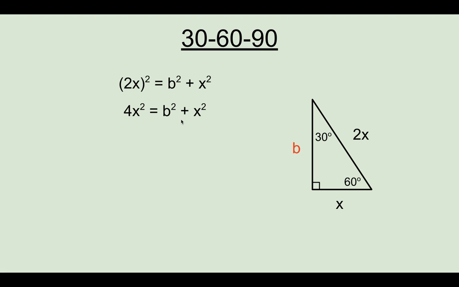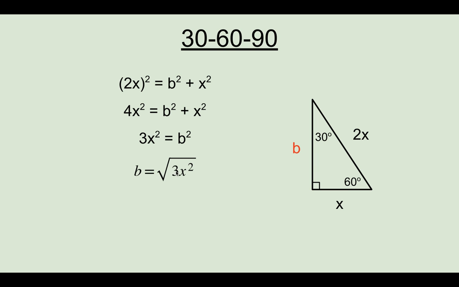Okay, let's collect like terms. I have 4x squared on one side and an x squared on the other. Let's subtract over this x squared. So 4x squared minus an x squared, I'll be left with 3 of them, and that whole thing equals b squared. And now let's square root both sides. I just flipped the b squared to the other side, and I flipped the equation, but it still equals the same thing.